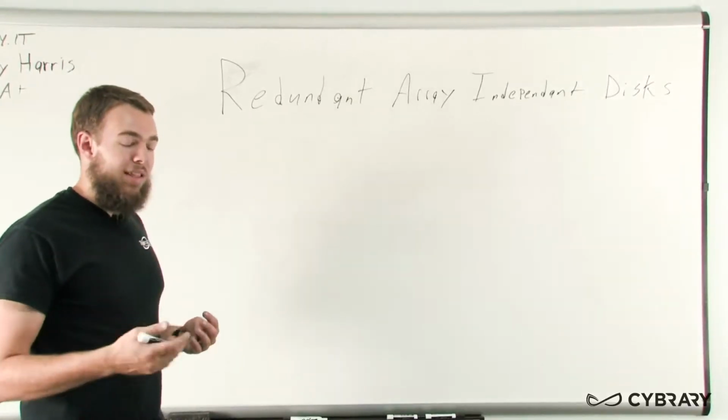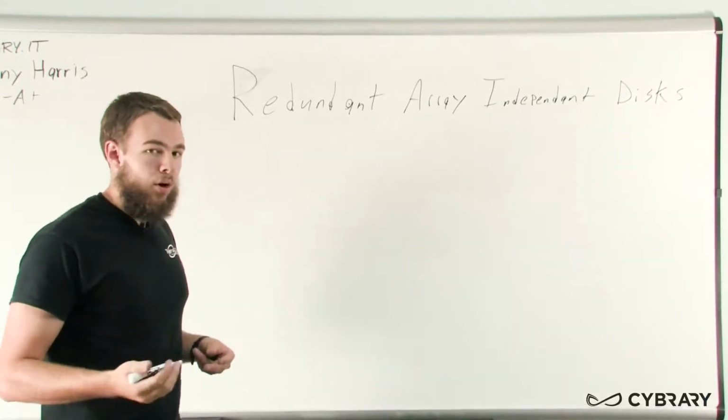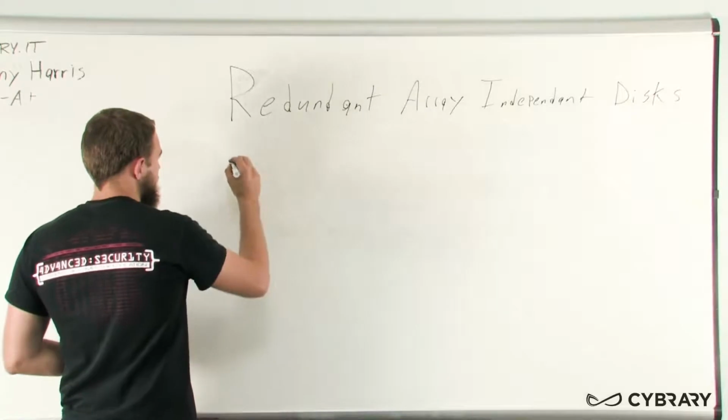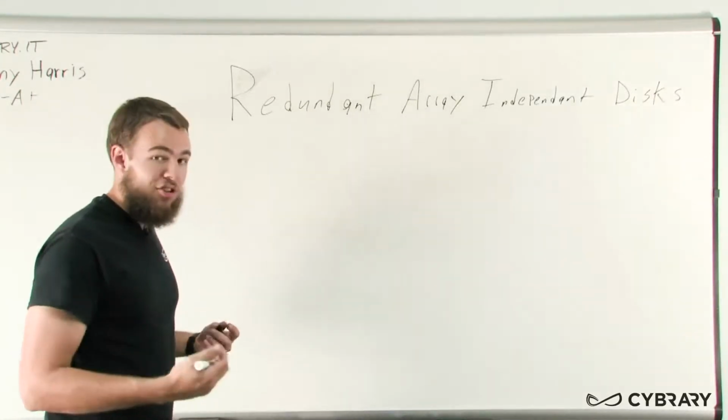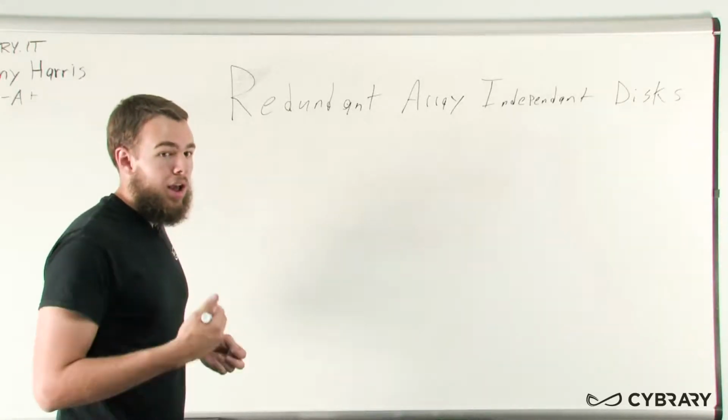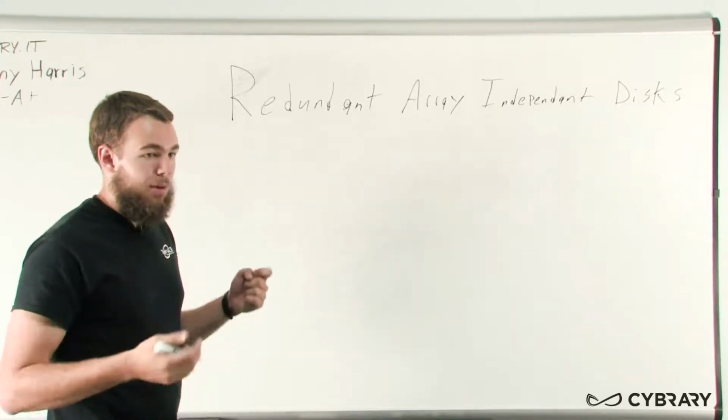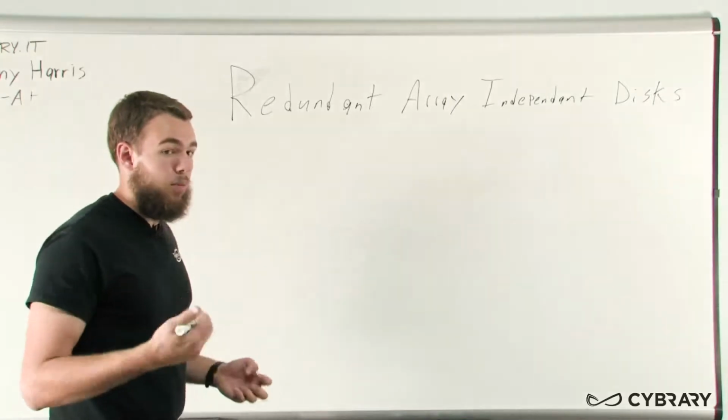But the RAID types that we're going to cover today are going to be RAID 0, RAID 1, RAID 10, and RAID 5. Now, RAID 10 is actually a combination of RAID 0 and RAID 1, but we refer to it as RAID 10 just because it makes it a bit easier than saying RAID 0 plus 1.